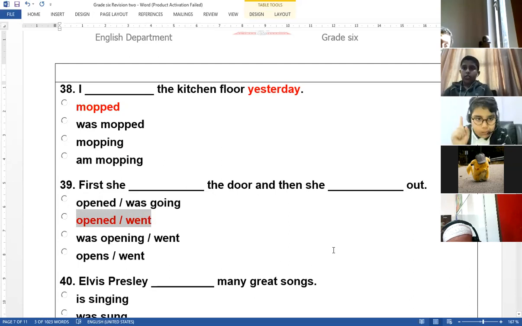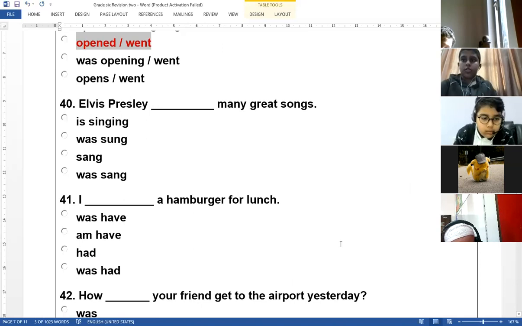Asil, after Abdul Rahman, you will answer 5 sentences. But let me, Abdul Rahman, complete. Elvis Presley. This is someone. Many great songs. In the past. The past of sing. Was sing? No, there is no such a thing in English. Sang. The past of sing is sang.